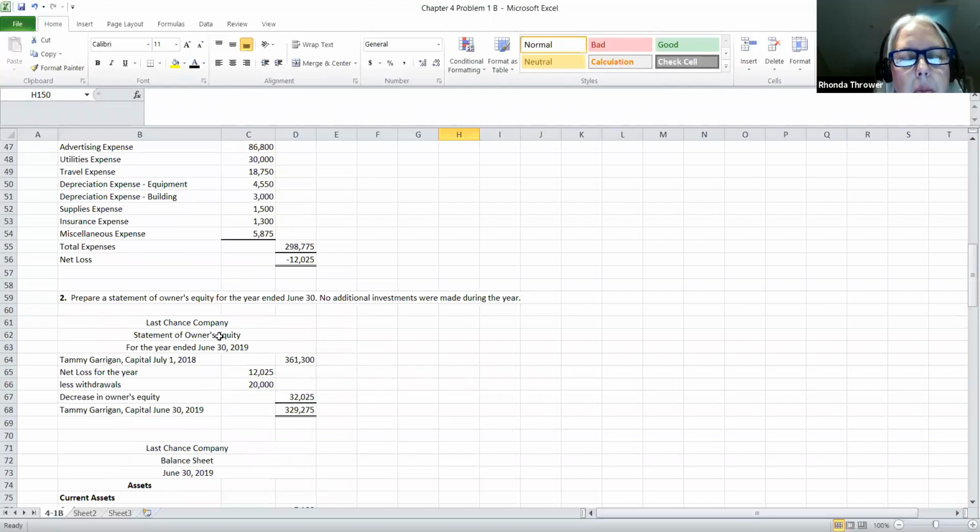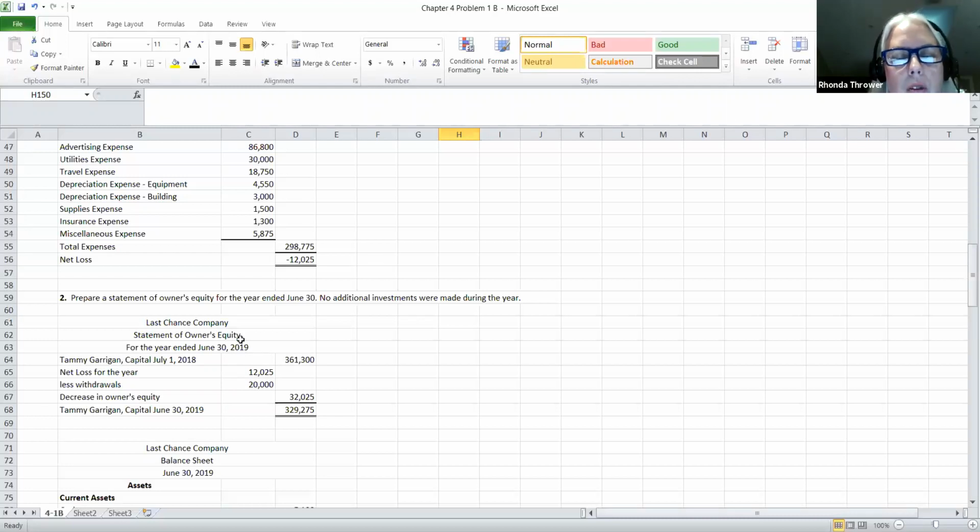And the statement of owner's equity, like the income statement, has a heading on it. It too is going to be prepared for an entire period. So the date lines are very important in preparing your financial statements. This tells you what the statement is prepared for, and this is for a period of time for the year ended June 30th, 2019.